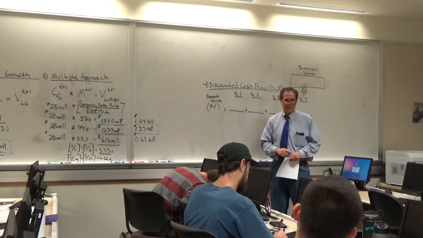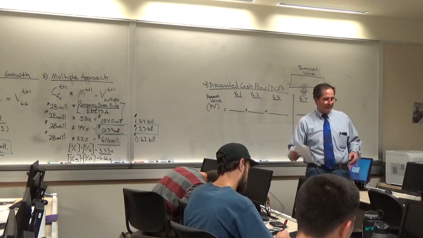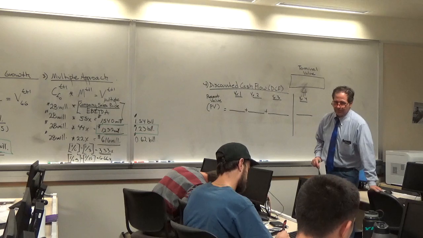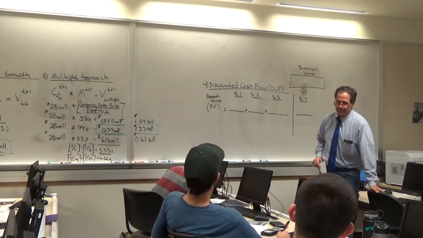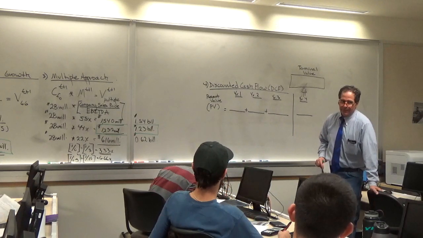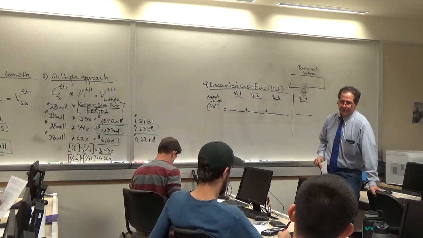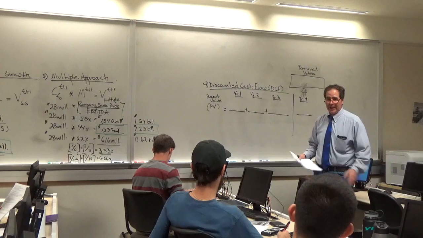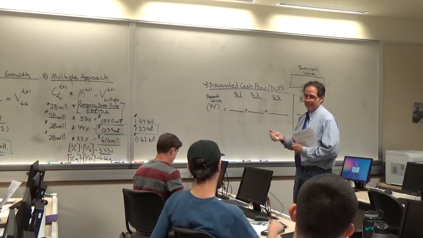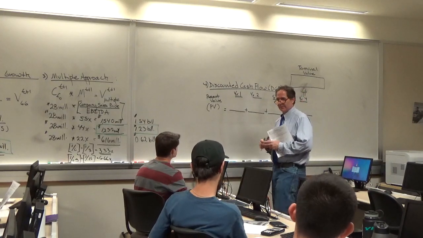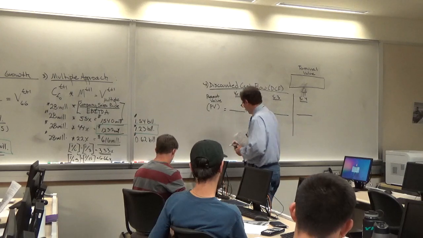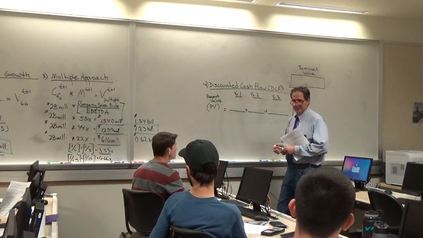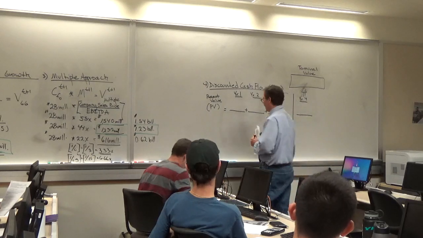What do you want to do first, the discount rates or discount factors or the cash flows? You have to decide. Cash flows? Okay, what's the first year's cash flow? What is it? 28. 28, got it.